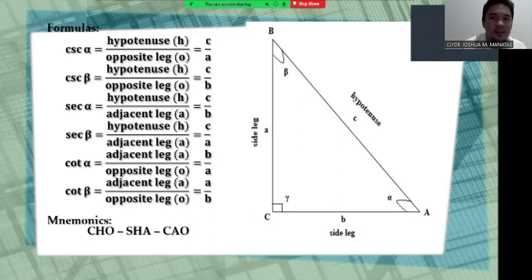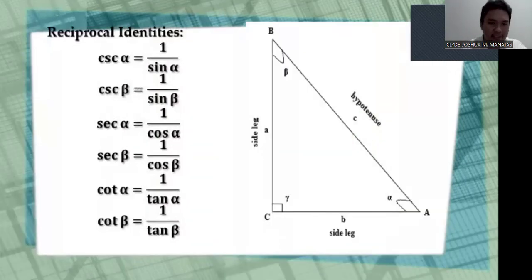So we notice that in our calculators we don't see any button for the cosecant, secant, and cotangent, right? So you guys see it? Okay. So to calculate the cosecant, secant, and cotangent using our calculator, we have to know about their reciprocal identities. And these are the reciprocal identities.